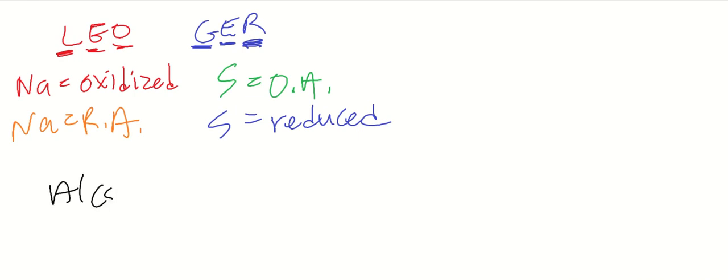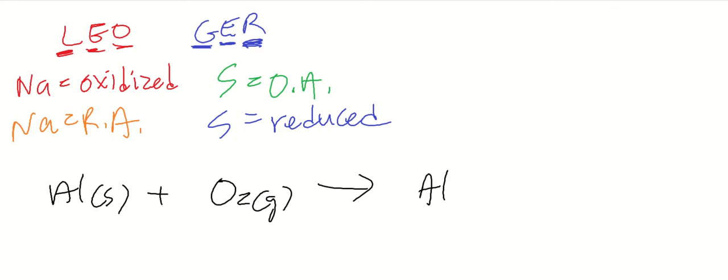Aluminum metal, that's a solid, and that's going to react with oxygen gas. Don't forget, oxygen is a diatomic gas, so it's O2. That's another metal and a non-metal, so we're going to crisscross the charges to determine the formula unit. Then get rid of those charges, because we don't write charges on these compounds, so that's going to be Al2O3.